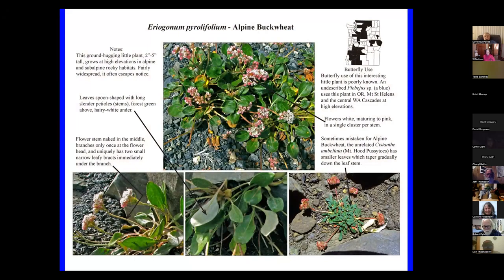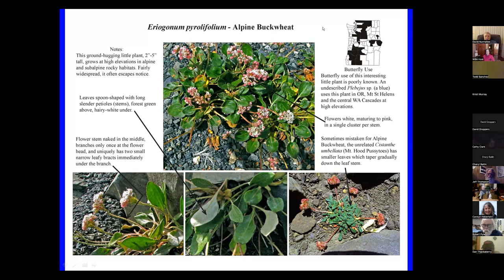Pyrolifolium, this is an interesting plant. Pyrolifolium grows at high altitudes in Washington. It's called the alpine buckwheat. It's a very low growing plant. It grows only a few inches off the ground. And as you can see, it has these big spoon-shaped glossy leaves, and the flowers are either white or pink, or usually some combination of white and pink.